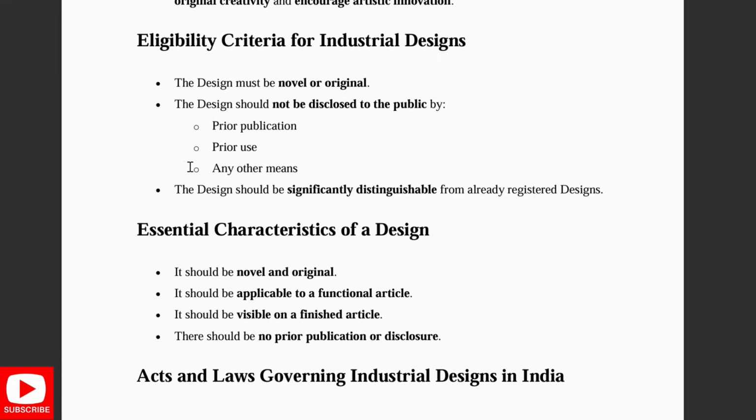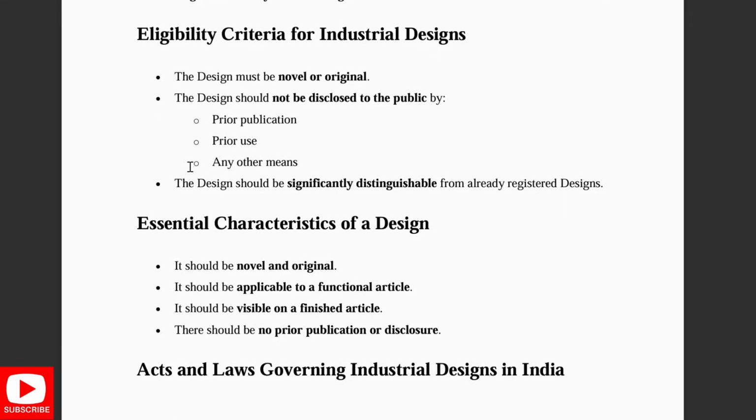Eligibility criteria for the industrial design: it must be novel and original, that is, it should be designed by yourself. Your own creativity should not be disclosed to the public by prior publication, prior use, or any other means. Before you get the approval, it should not be disclosed. It should also be significantly distinguishable from already existing designs.